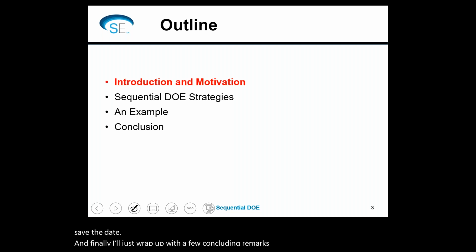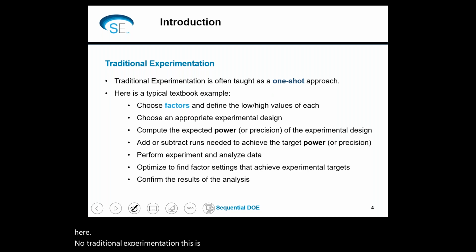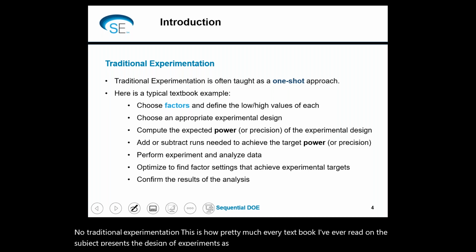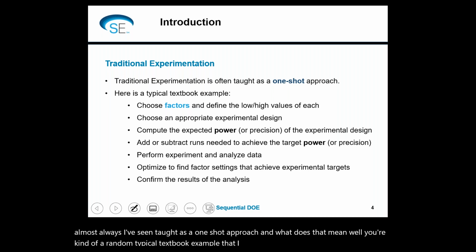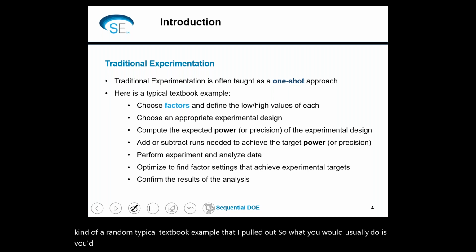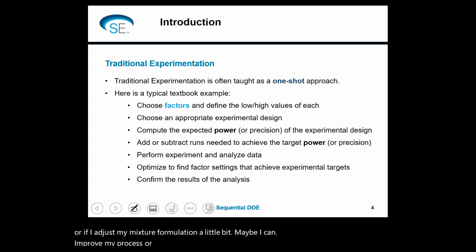So let's go ahead and get started. Traditional experimentation: this is how pretty much every textbook I've ever read presents the design of experiments, or DOE. It's almost always taught as a one-shot approach. What does that mean? Here's a typical textbook example I pulled out. You have a problem and you think, maybe if I tinker with these parameters, or adjust my mixture formulation a little bit, maybe I can improve my process, or whatever it is that I'm interested in measuring.